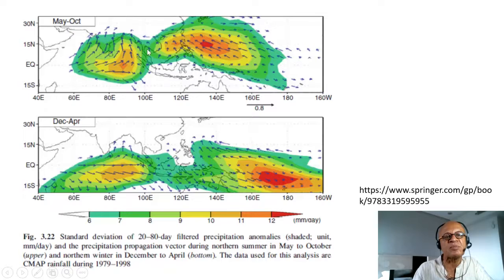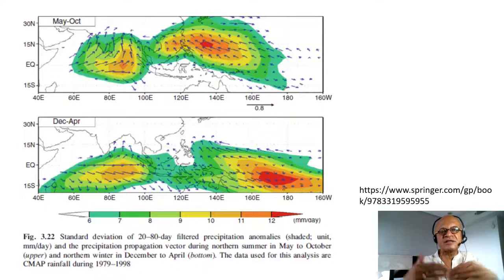The intraseasonal part clearly shows that there is the Pacific East Asian monsoon component and the South Asian East Asian monsoon component. And the vectors here are the precipitation propagation vectors. So you can see here the eastward and northward propagation, whereas here you have mostly eastward and southward propagation. So why is the year split into these May to October, December to April seasons? Obviously it has something to do with the sun moving and the ITCZ.